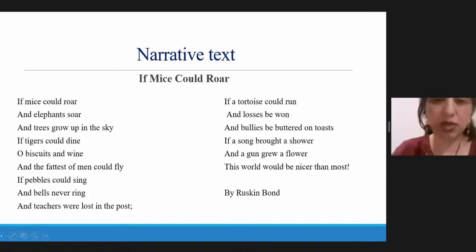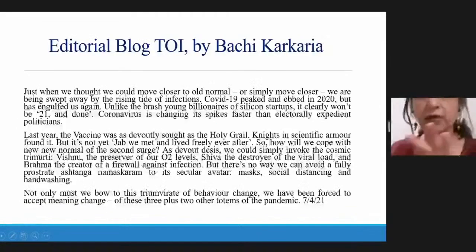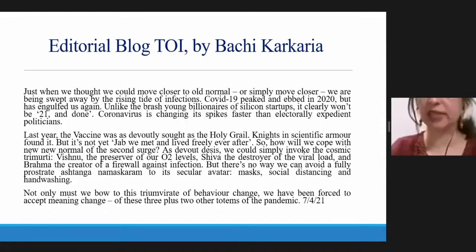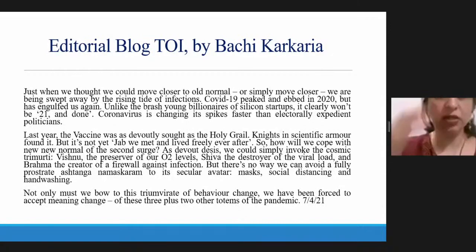Okay, now this is an editorial blog by the famous writer for Times of India, Bachi Karkaria. She writes wonderful stuff. She writes very good English. She's one of the best editorial writers of this daily newspaper. So this is an editorial blog because this is expressing her opinion.